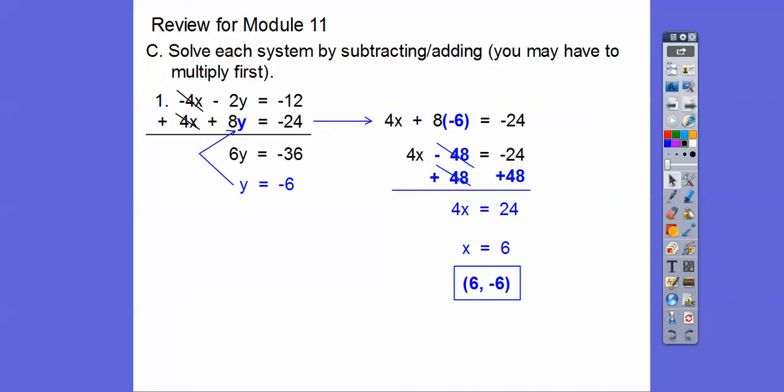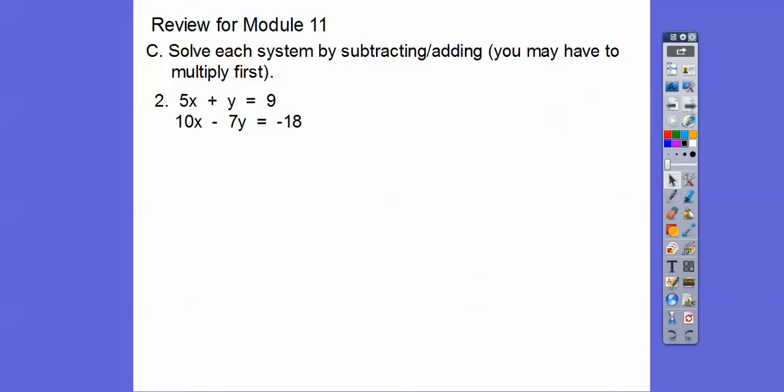All right, let's try one more, you guys. Here we've got 5x plus y equals 9 and 10x minus 7y equals negative 18. And the directions say solve by subtraction or addition. So we may have to multiply first. Of the 5x and the 10x, I can make them both 10x and negative 10x. Or of the y and the negative 7y, I can make those both 7y and negative 7y. I'm going to make them 7y and negative 7y. You can make them negative 10x and 10x if you want, but I chose this because this is a plus y right here, and this is a minus 7y, so I just have to multiply everything by 7 to get a plus 7y in the middle.